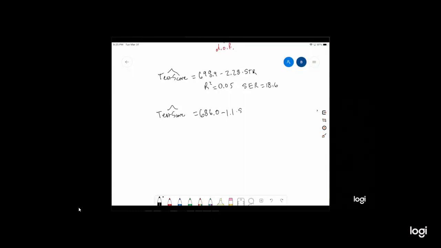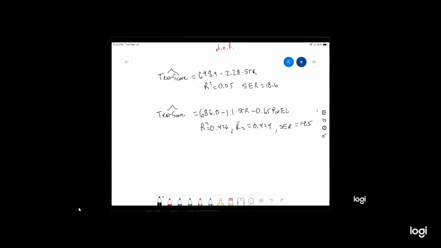We're going to add the percent English language learners. So that was the percent of students in the district that are non-native English speakers. The R squared is going to be equal to 0.426. And then the adjusted R squared, with a little bar on top, is equal to 0.424. The standard error of regression is equal to 14.5. So let's take a look at a couple of things we can learn from this.